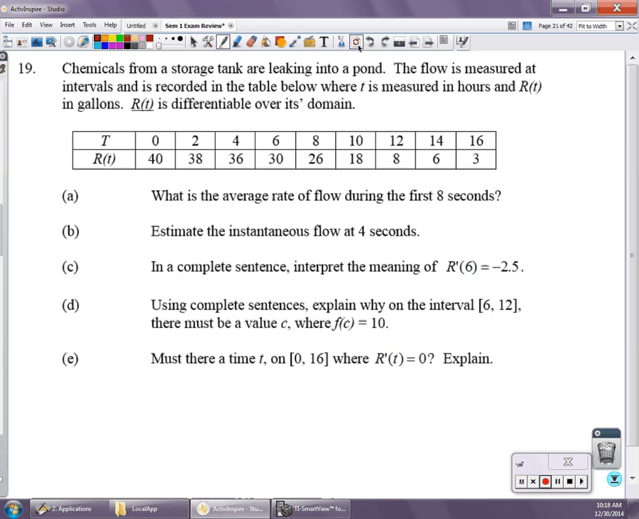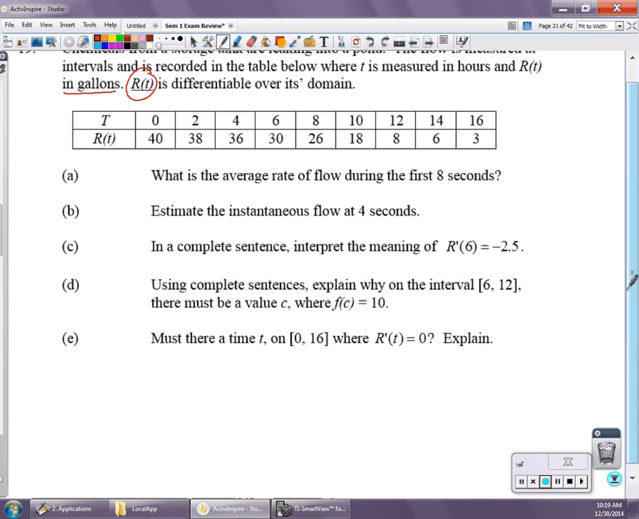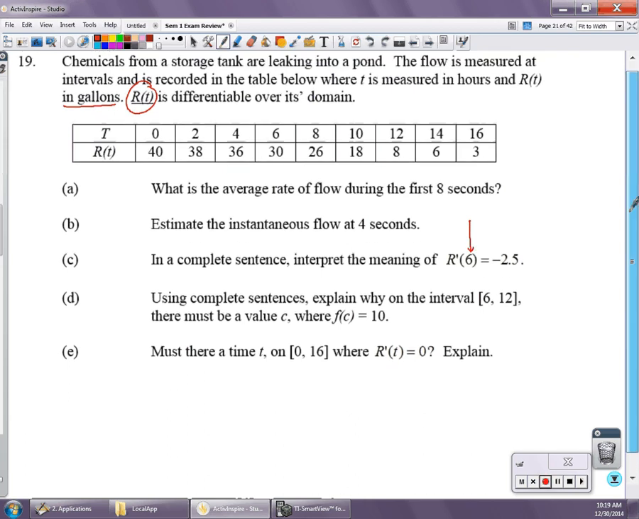All right, let's go back to the problem. Chemicals from a storage tank are leaking into a pond. The flow is measured at intervals and is recorded in the table below, where t is measured in hours and R of t in gallons. R of t is differentiable over its domain. All right, so R of t is a function that is measured in gallons, and we want to interpret r prime of 6. Well, some things that I noticed. First of all, whatever's happening here is occurring at 6.